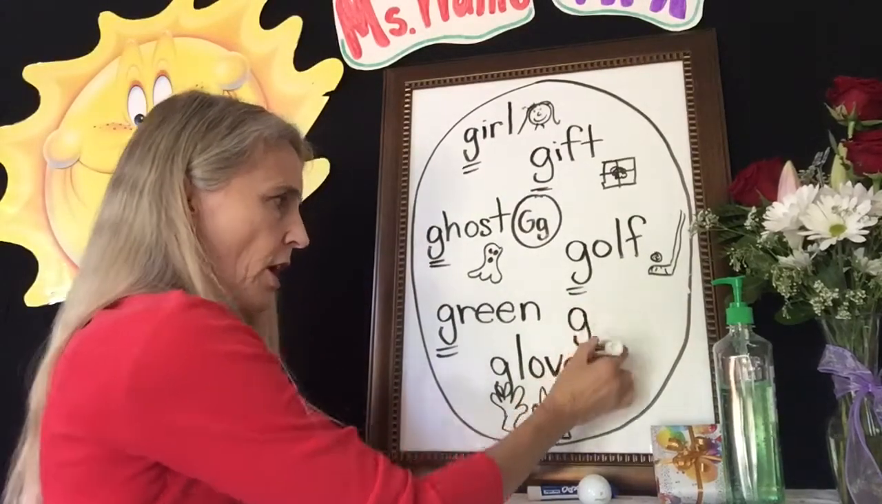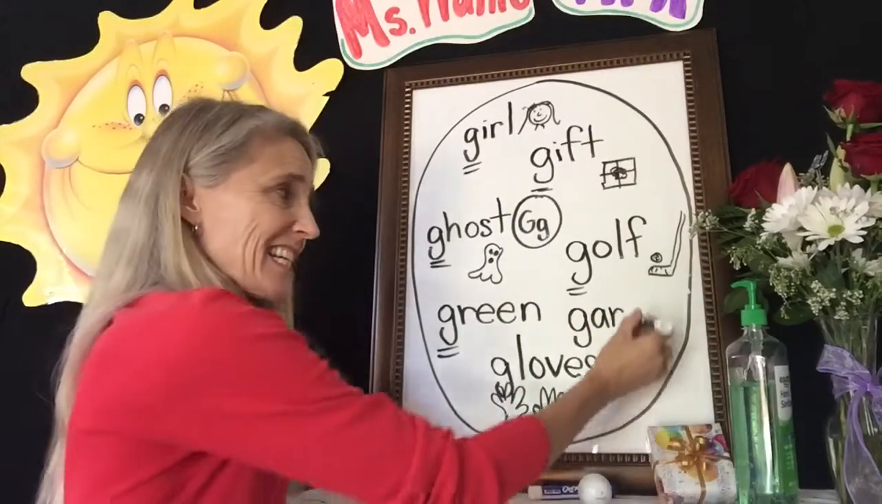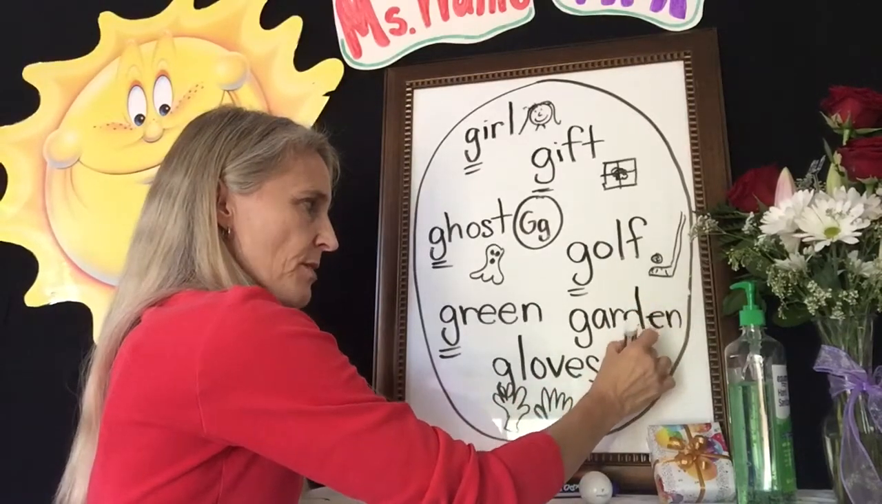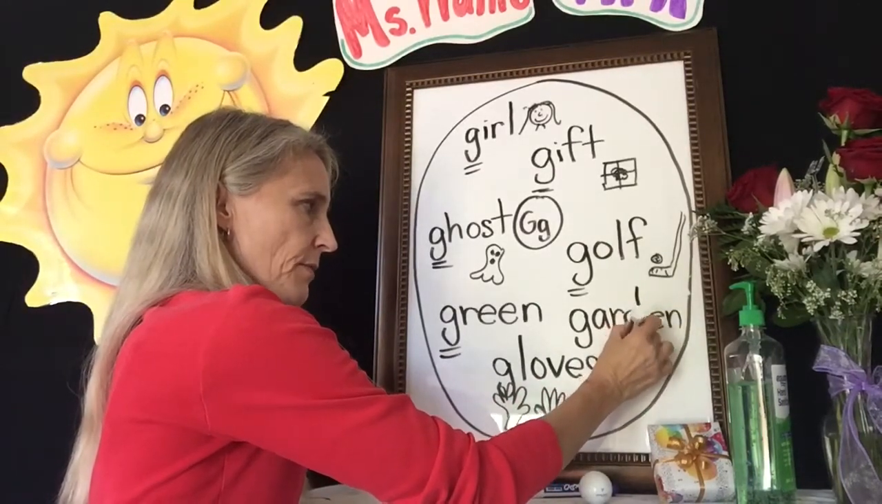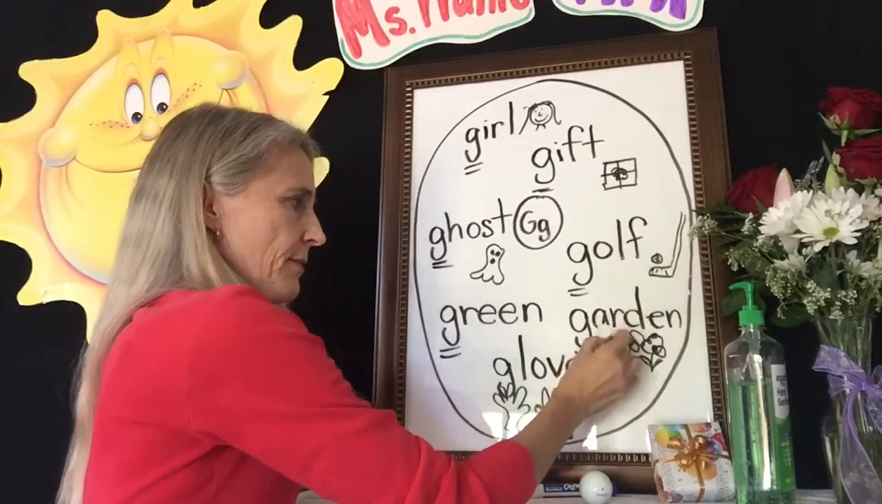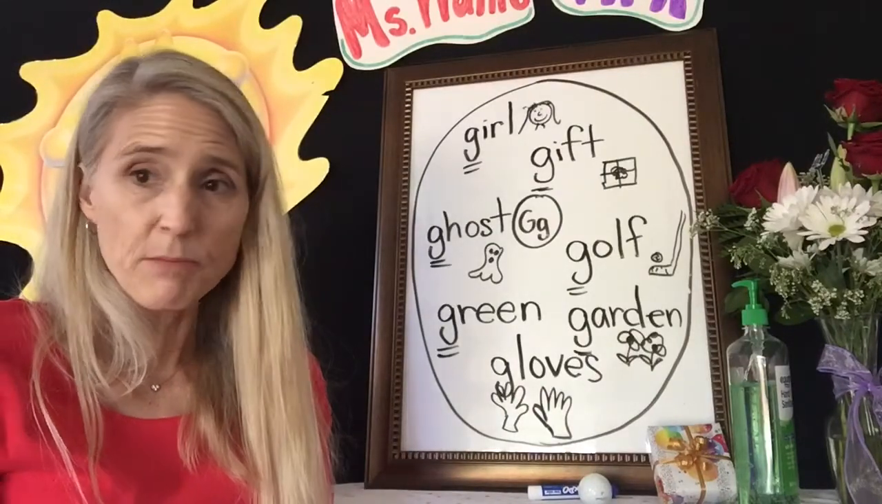Garden. R is A-R. Guard. D-N. And here I can just draw some flowers. I love flowers. Garden. Okay, there you go. Garden. So, if you've got a circle map, I'm sure it's looking good.